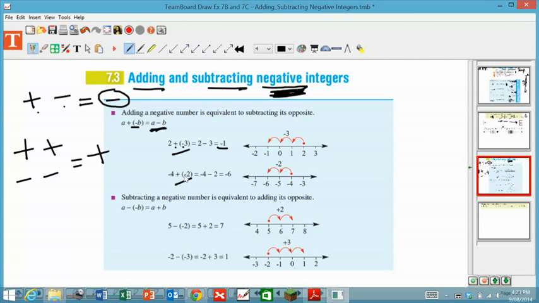Here, -4 plus -2, so we've got a positive and a negative here again.